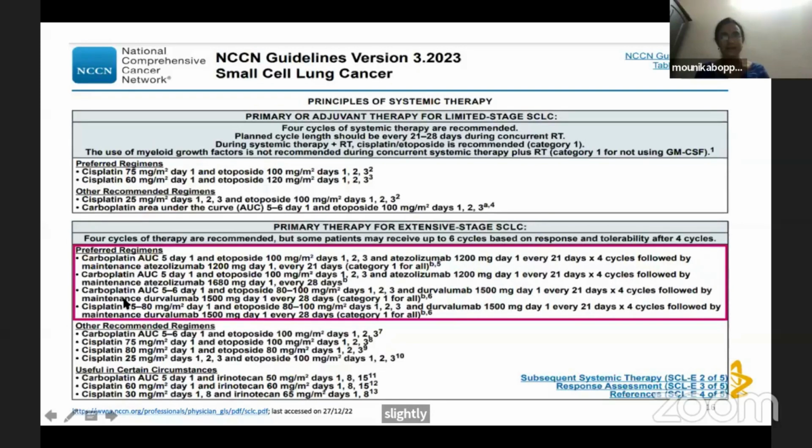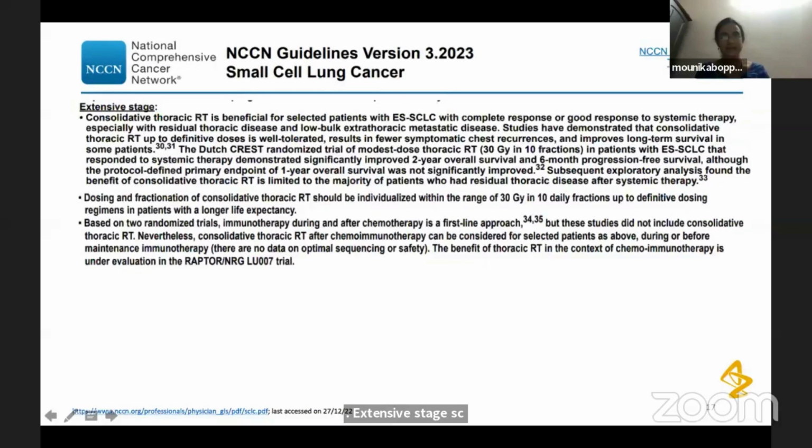carboplatin and so consolidative thoracic RT. In patients of extensive stage SCLC who have really good responses, almost complete response, to systemic therapy, then in very selected cases, we do use consolidative RT. But some analyses have shown that the benefit of consolidative RT is maybe limited in patients who have significant residual thoracic disease after systemic therapy.